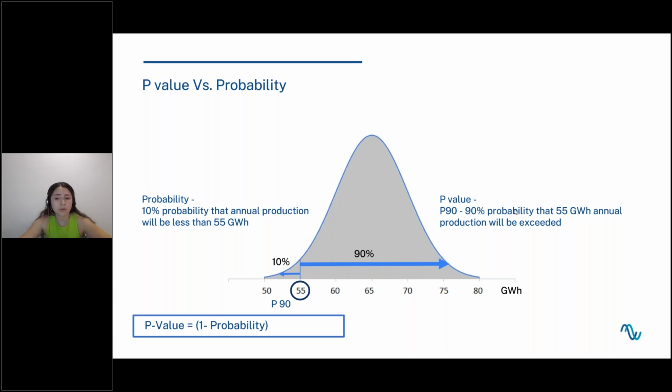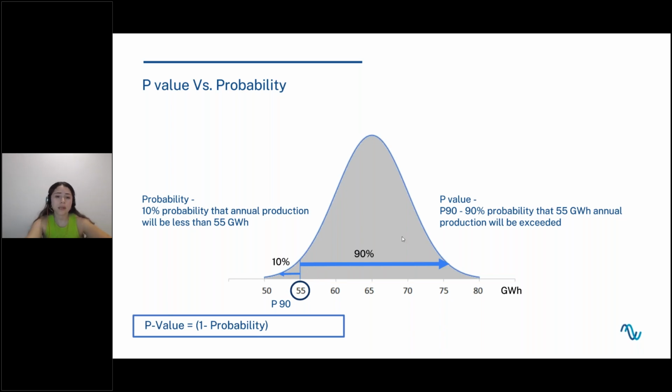There will be a 90% probability that 55 gigawatt hour annual production will be exceeded, and the probability will be 10% that annual production will be less than 55 gigawatt hour. So the p-value and the probability are interconnected. The p-value is 1 minus probability.